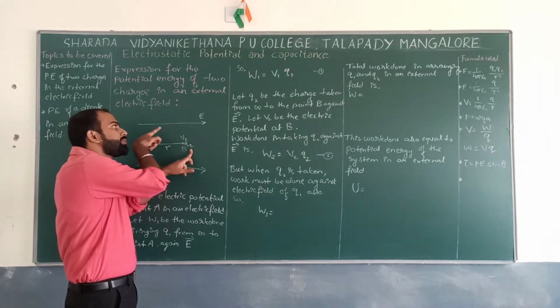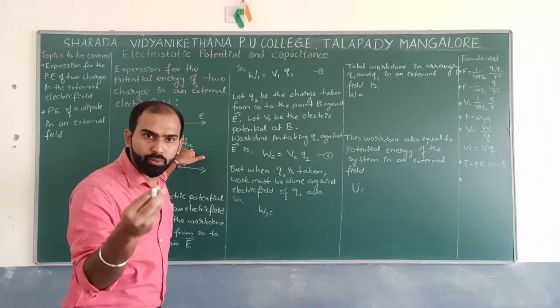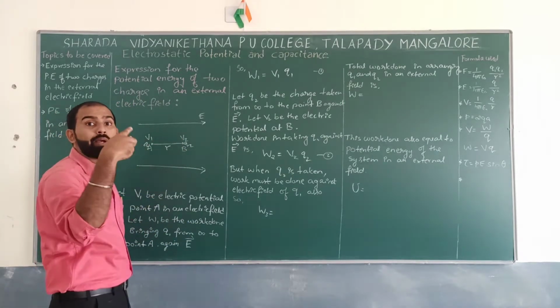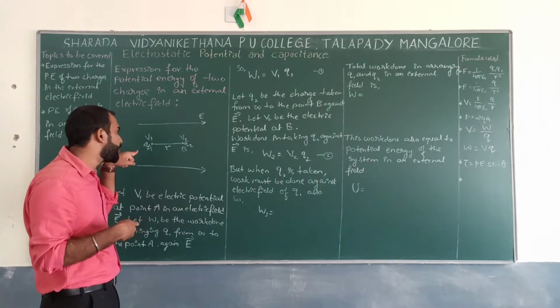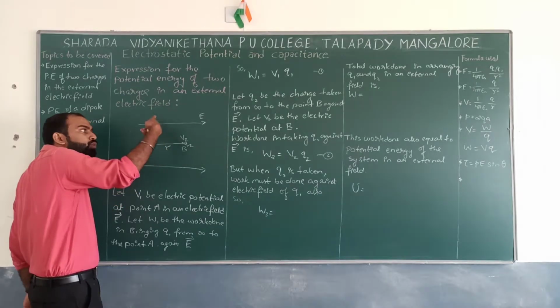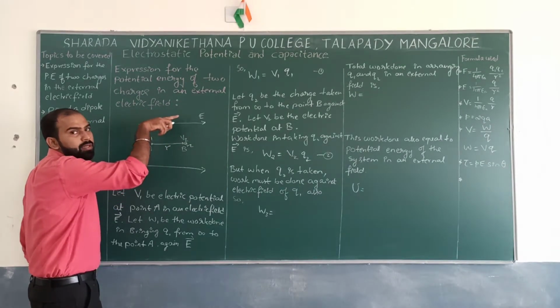One work done, that is the first work done against the electric field, and one more work done we are supposed to do, that is opposite to the direction of the electric field which is produced by which charge? That is Q1, which means Q1 has its own electric field around it, other than the external electric field.